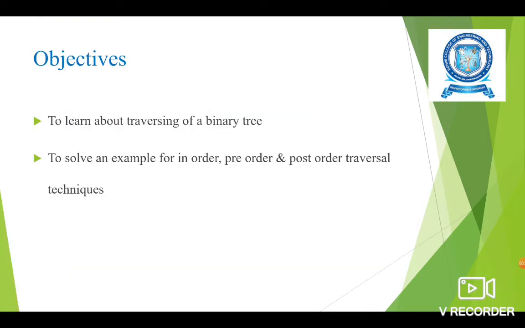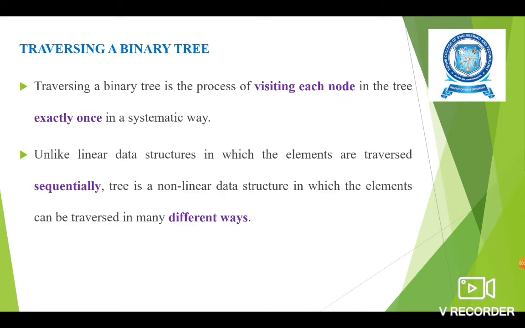The main objective of this topic is to learn how to traverse a binary tree, and we have to study the different types of traversal techniques, namely inorder, preorder, postorder, and we have to solve an example for each category. Before going into the topic, first we have to know what you mean by traversing a binary tree.